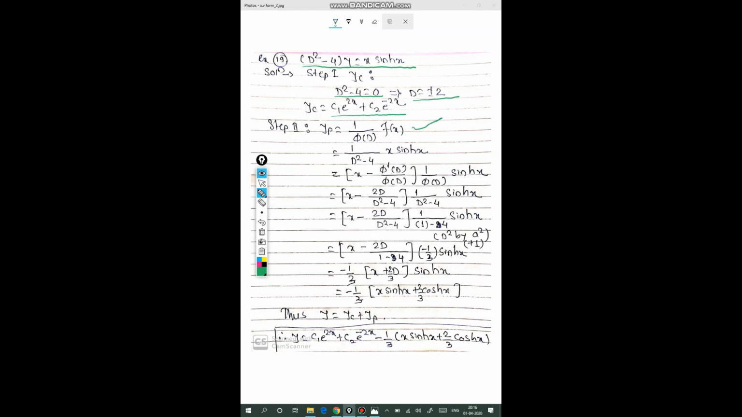Now step 2. For yp, we have 1 upon phi D of fx. 1 upon phi D is written here, 1 upon phi D of fx. Fx is x into sine hyperbolic x.